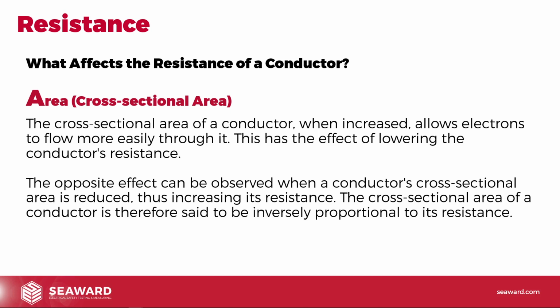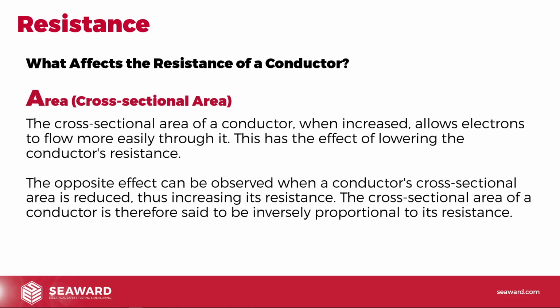This has the effect of lowering the conductor's resistance. So if it's easier for electrons to flow, that's lower resistance. The opposite effect can be observed when a conductor's cross-sectional area is reduced, thus increasing the resistance. The cross-sectional area of a conductor is therefore said to be inversely proportional to its resistance. So if the cross-sectional area goes up, the resistance comes down. If the cross-sectional area goes down, we make it thinner, the resistance goes up.